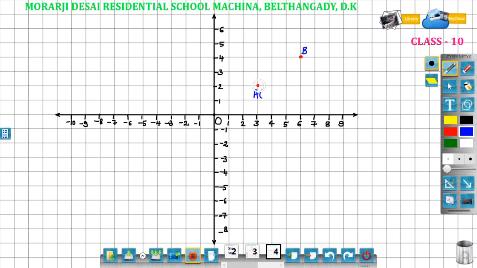Now, write the coordinates of point A. Write the distance along x-axis. Along x-axis, it is at a distance 3 units. So, x coordinate is 3. Along the y-axis, it is at a distance 2 units. So, y coordinate is 2. Along the y-axis, 2 units. Along the x-axis, 3 units. So, coordinates 3, 2.